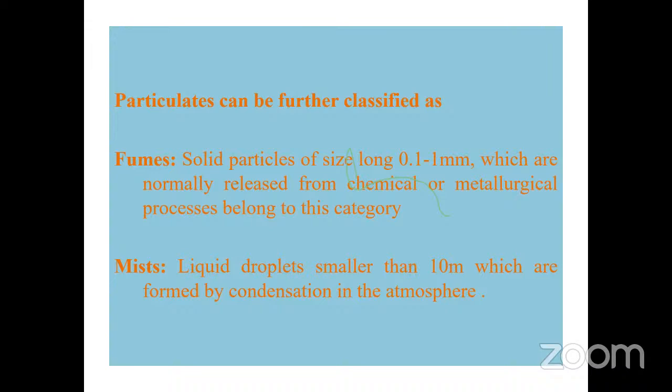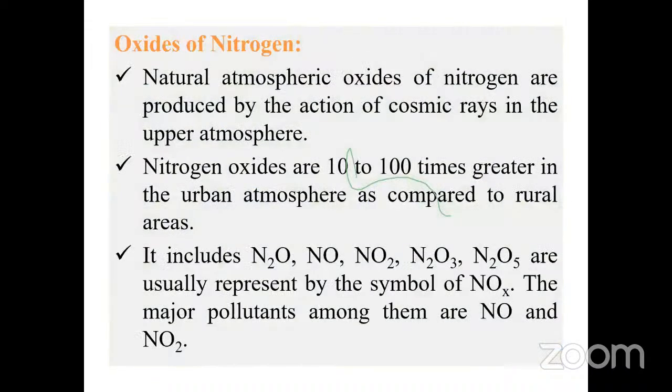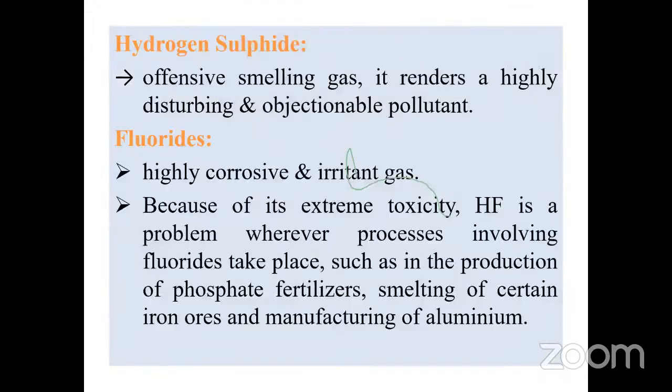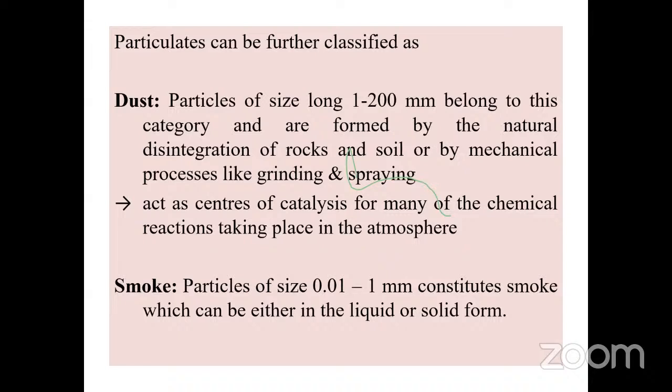Next one is smoke. Whatever I'm saying, these are all types of particulate matter. Smoke is a particle of size 0.01 to 1 mm, in the form of liquid or solid, from the combustion process or any other chemical process taking place at home level or industrial level. The smoke has different colors, which depend upon what kind of material people are using for the burning process.